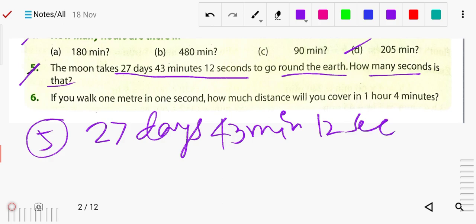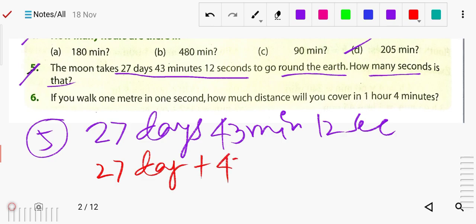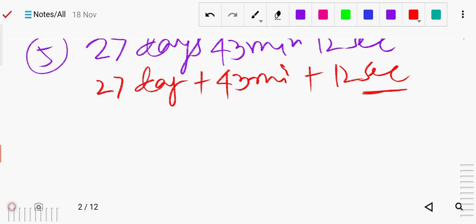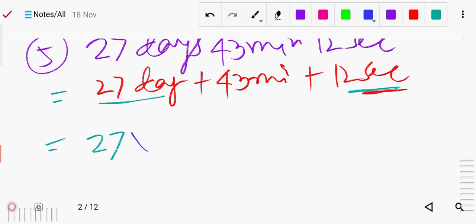Okay, now first of all we will write in the plus form. So write it 27 day plus 43 minute plus 12 second. Now we will change all these values to the second. This is already changed. Now first of all we change these 27 days. So in one day how many hours? It is 24.